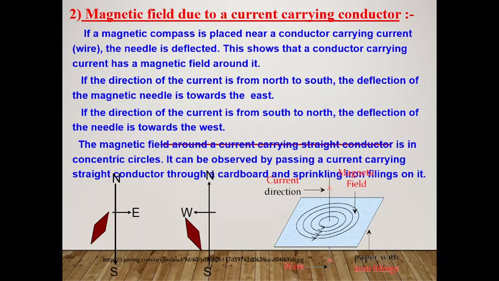Also, the magnetic field around a current carrying straight conductor is in concentric circles. It can be observed by passing a current carrying straight conductor through cardboard and sprinkling iron filings on it. Also, here you can see on my page the magnetic field due to a current carrying conductor in the left picture and the right picture.